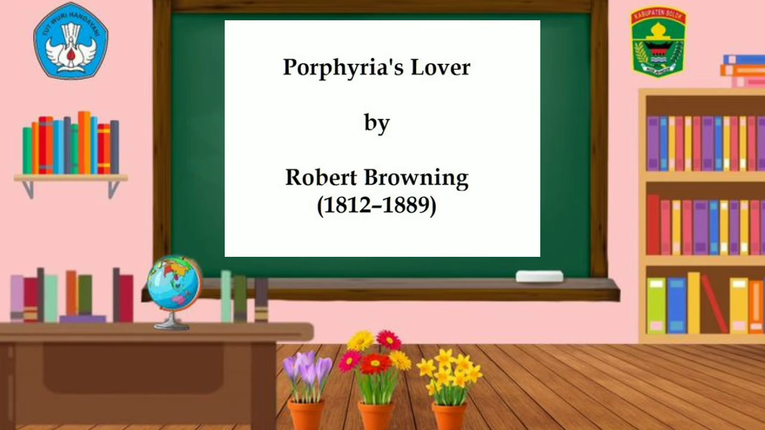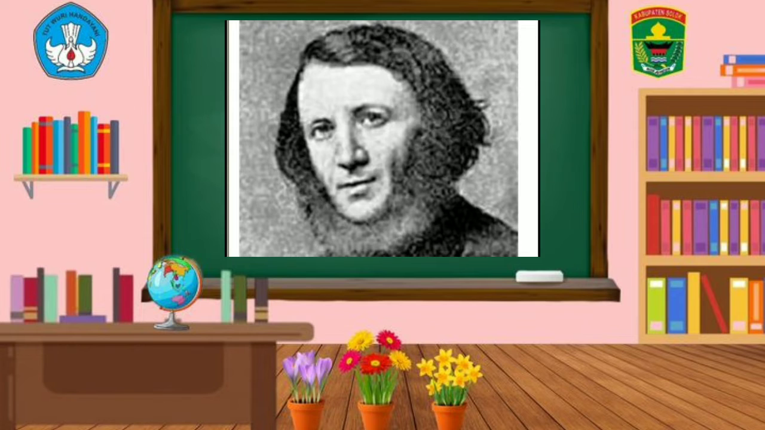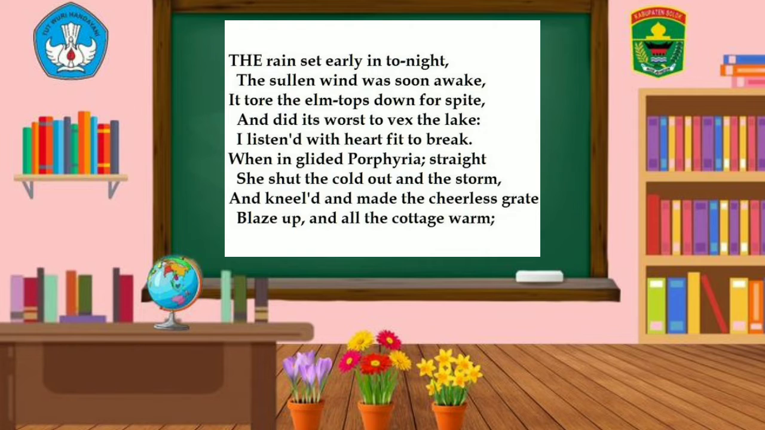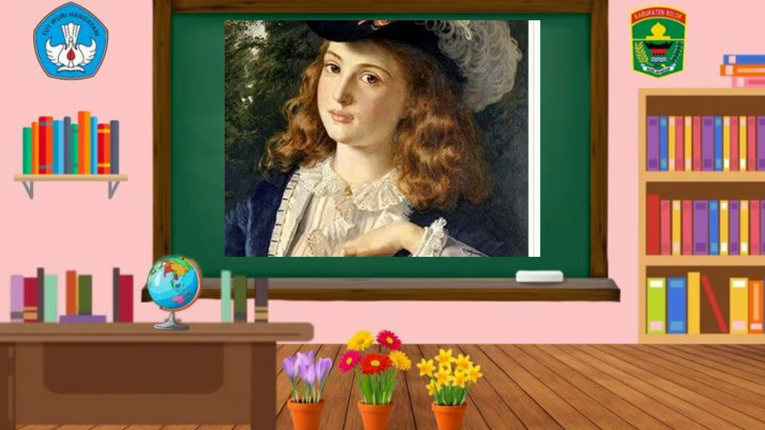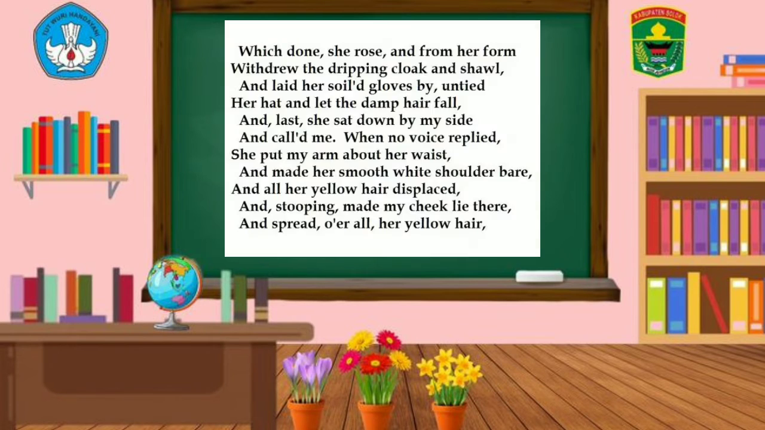Porphyria's Lover by Robert Browning. The rain set early in night. The sullen wind was soon awake. It tore the elm-tops down for spite, and did its worst to vex the lake. I listened with heart fit to break, when inglided Porphyria. Straight she shut the cold out and the storm, and knelt and made the cheerless grate blaze up, and all the cottage warm. Which done, she rose, and from her form withdrew the dripping cloak and shawl, and laid her soiled gloves by, untied her hat, and let the damp hair fall.